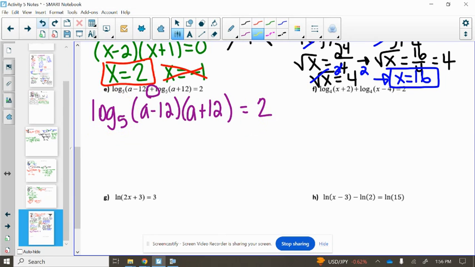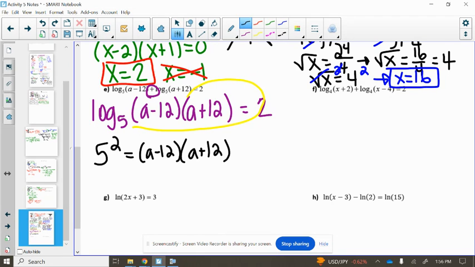The better option on this one is going to be to rewrite this log as an exponential, because if we rewrite this log, we would have a base of 5. Oops, write this in a different color. And that's going to be raised to the 2nd power, and it's going to equal a minus 12 and then a plus 12. Which, if we distribute this out, we end up with a squared plus 12a, and then we distribute the second piece, minus 12a minus 144.